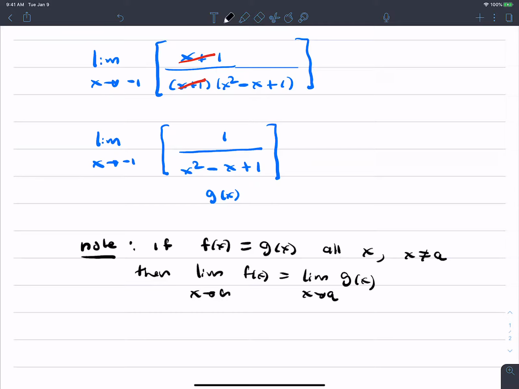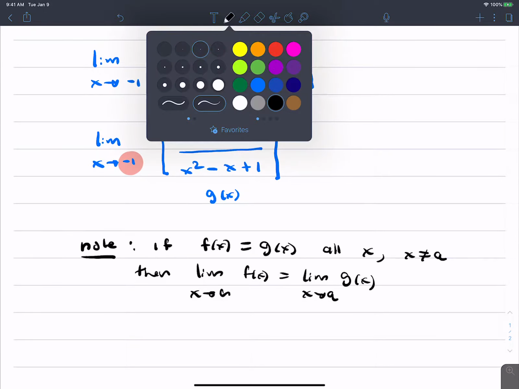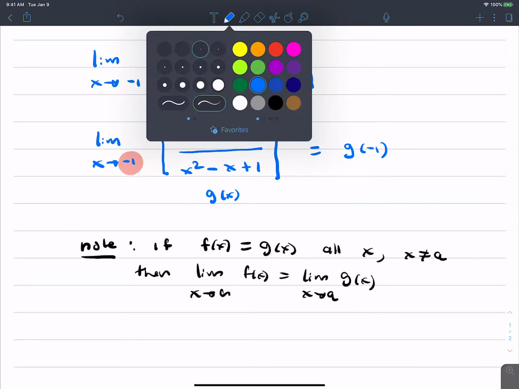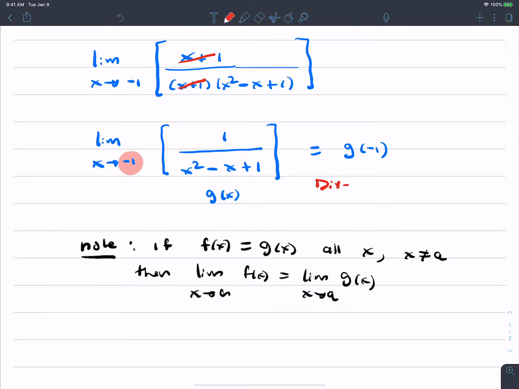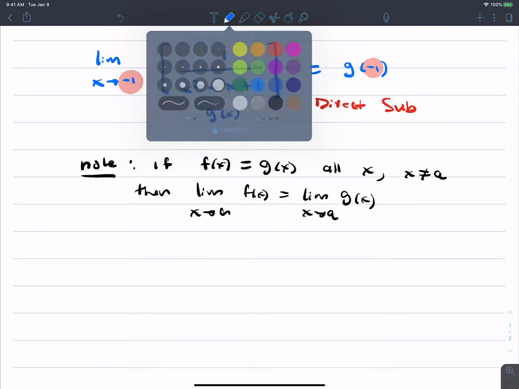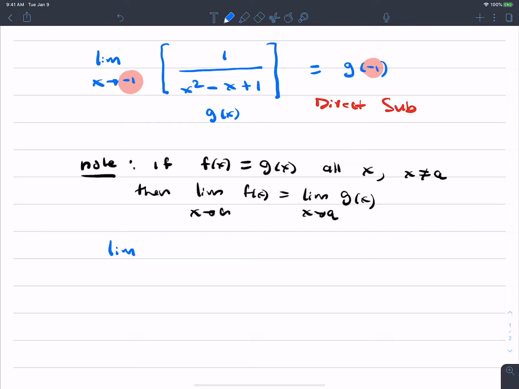Okay, so all they're saying is except at a point, and in this case, this is the a value they're saying, -1. But now by direct sub here, we can say this is that g, this is g of -1. We're going to have to find out what that value is, plug in -1 now for g here, because that's equal to the limit for f. So this is my limit.